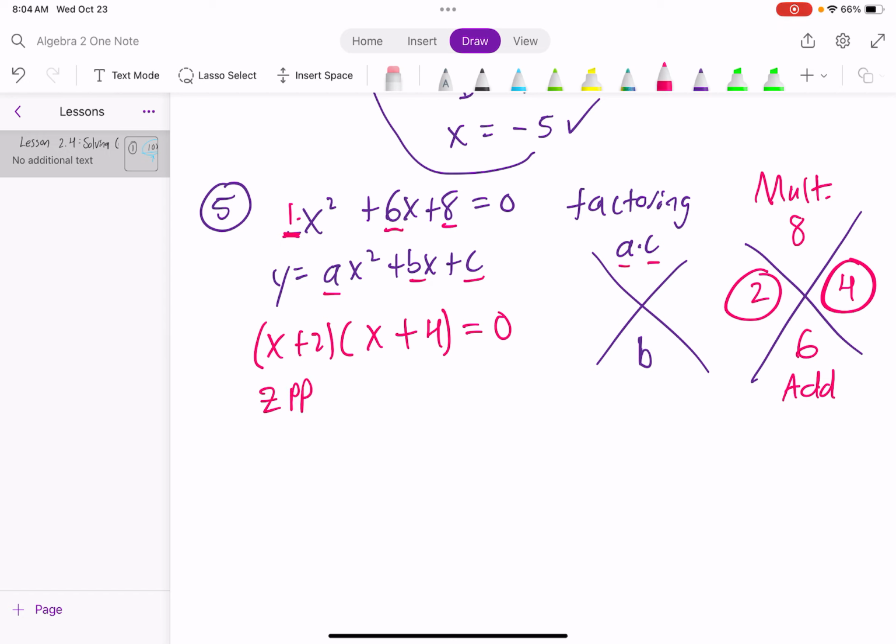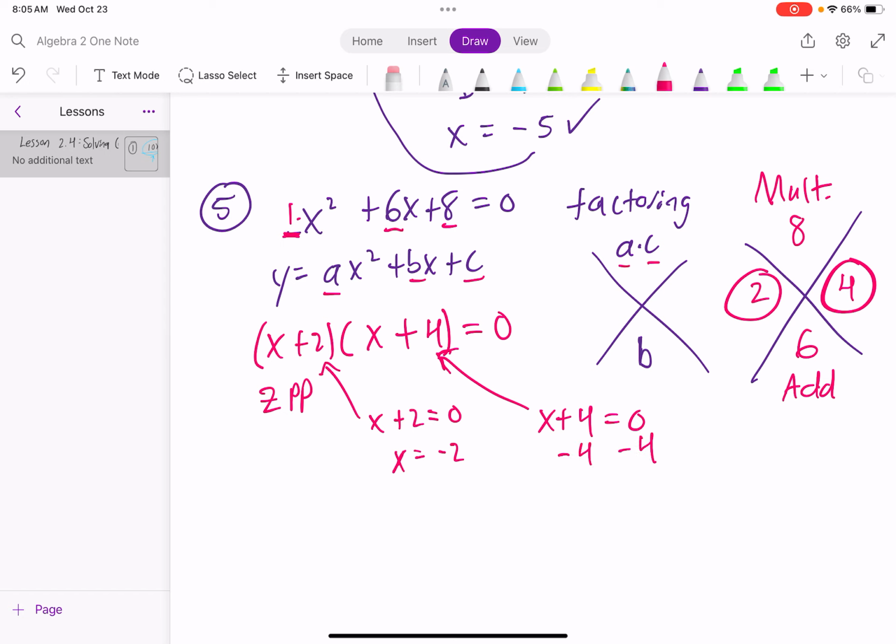Using the zero product property, we know that if x plus 2 was 0, then 0 times anything will give you 0. So x plus 2 needs to be 0 for this to be true. So you have x is negative 2. And the same thing applies here. If x plus 4 was 0, then 0 times x plus 2 would also be 0. So that would work. Let's find out what x is.